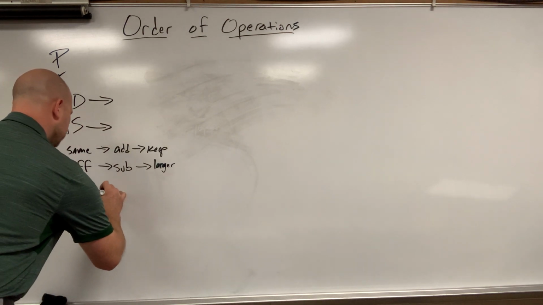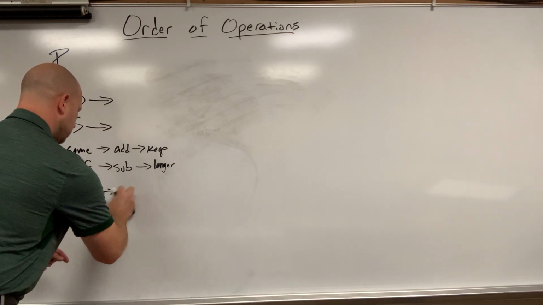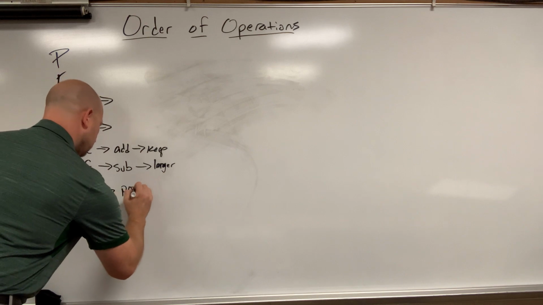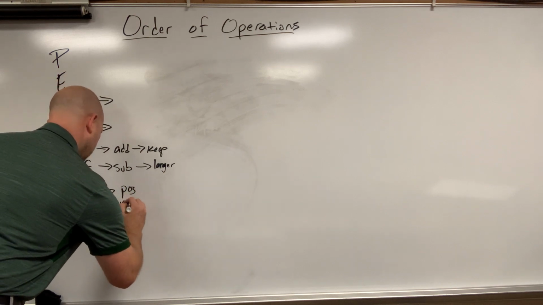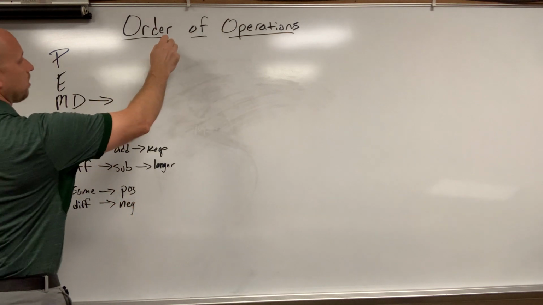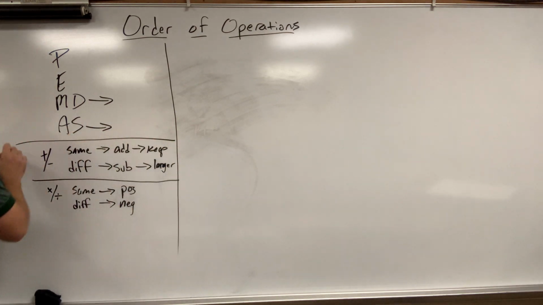Multiply and divide, we have same signs, positive. We use the plus sign for positive. Now I'll write positive. And different. Okay, these are our rules we're going to be needing. So hopefully you've been writing these down kind of from the beginning.